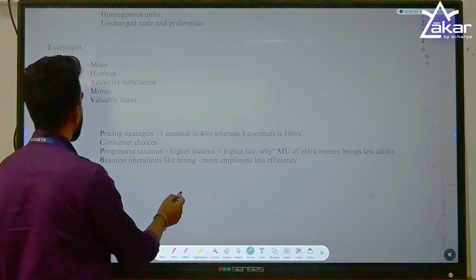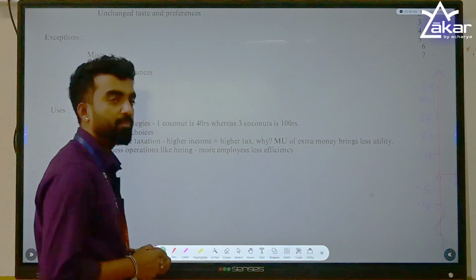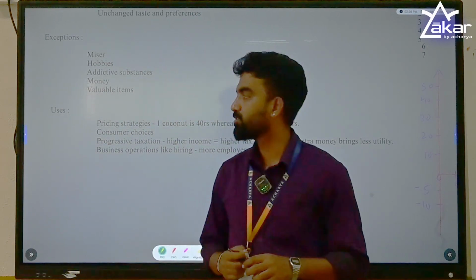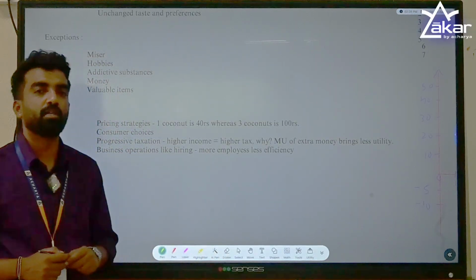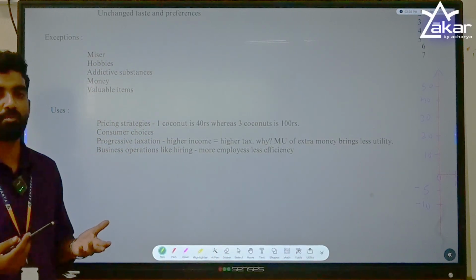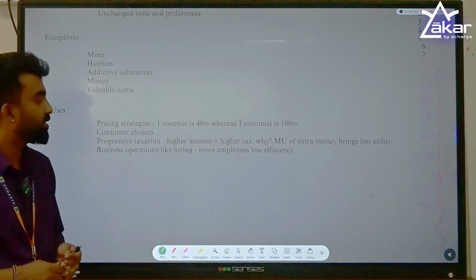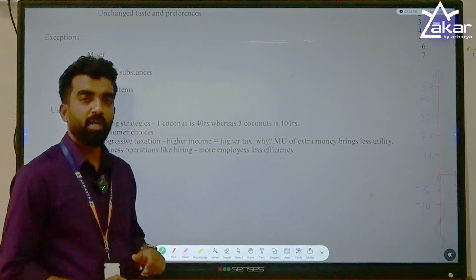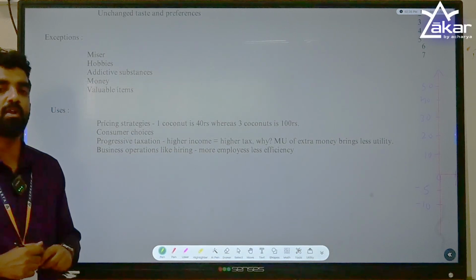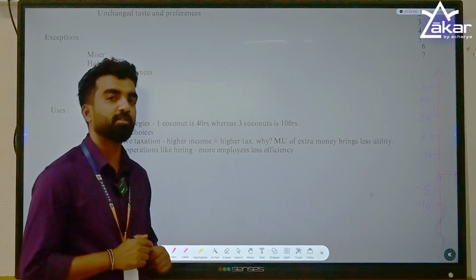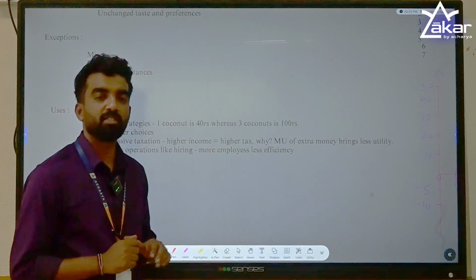So what are the uses of studying the law of diminishing marginal utility? It will help in pricing strategies. I think you might have come across on streets or in malls or supermarkets, they'll say if you buy one coconut, it is 40 rupees, and if you buy 3, we'll give it for 100 rupees. So what can be the reason? The reason is the law of diminishing marginal utility.